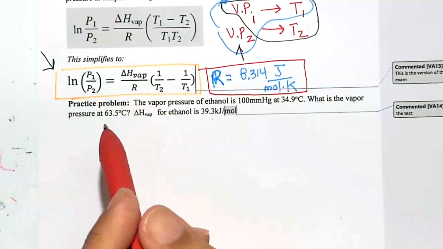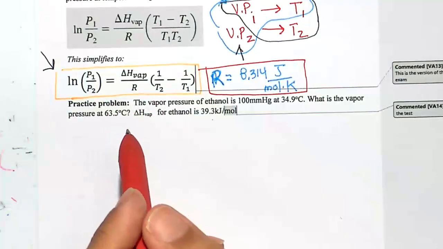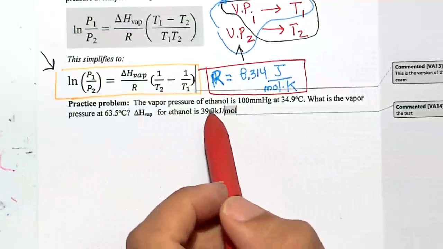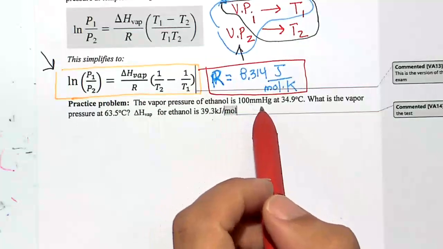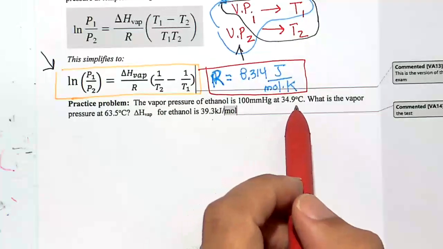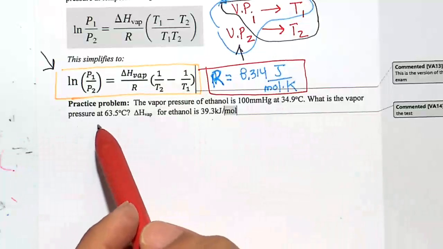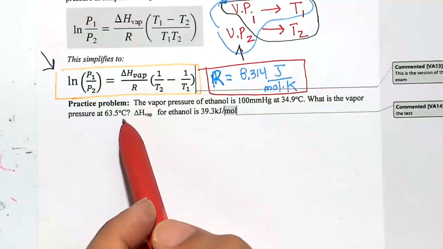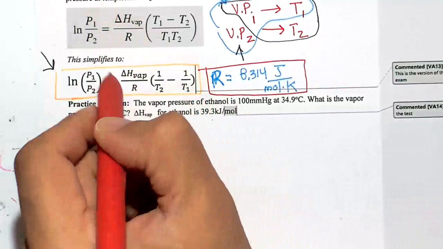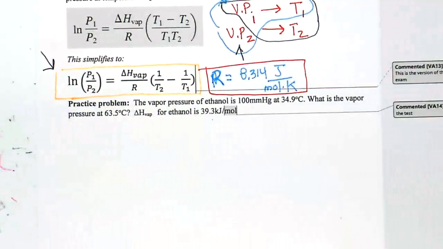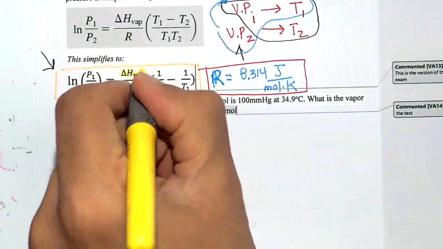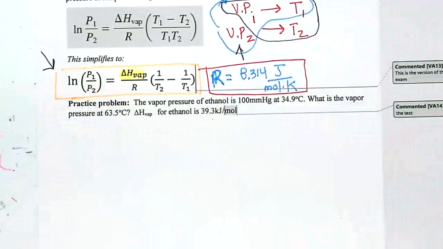All right, so let's do this problem. Something like this similarly will be on the exam. So the vapor pressure of ethanol is 100 millimeters of mercury at 34.9 degrees C. What is the vapor pressure at 63.5 degrees C? The delta H vaporization, which is what you see here in the equation, is 39.3 kilojoules over a mole.